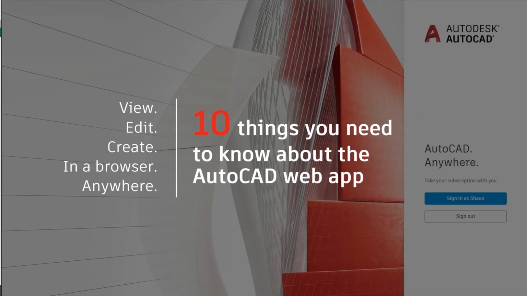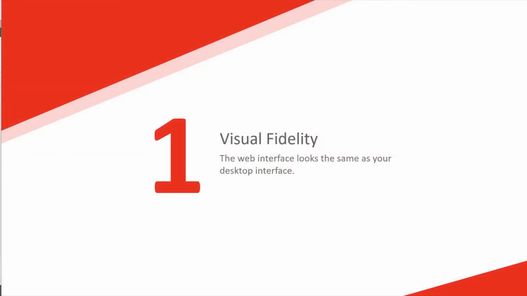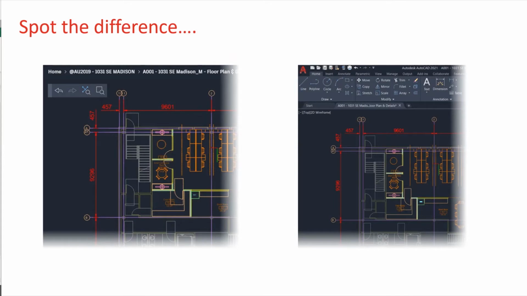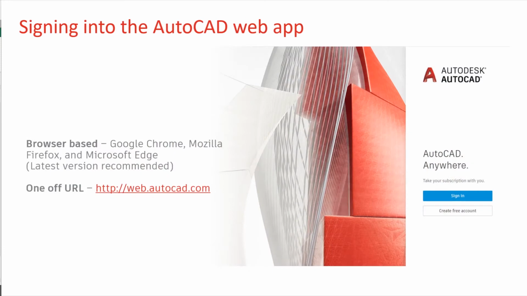Here are 10 things you need to know about the AutoCAD Web App. Number 1, visual fidelity. The web interface looks exactly the same as your desktop interface. As you can see here, side by side, we've got the web app on the left-hand side and your normal AutoCAD view on the right-hand side. The drawing itself looks exactly the same. Okay, some of the icons may be slightly different, but pretty much the same as what you'll be using on the desktop.